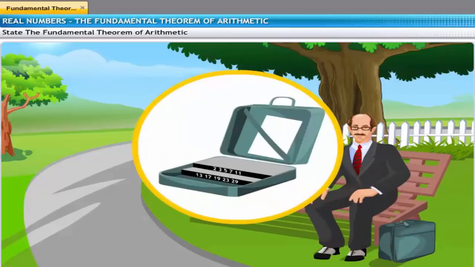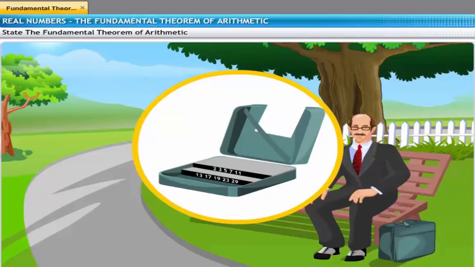Oh, so Mr. Number Maker's tools are just a set of numbers. But these numbers are special. Observe carefully. What kind of numbers are these? All these are prime numbers. In fact, Mr. Number Maker has an infinite collection of all the prime numbers in his magical suitcase. Let's verify Mr. Number Maker's claim.